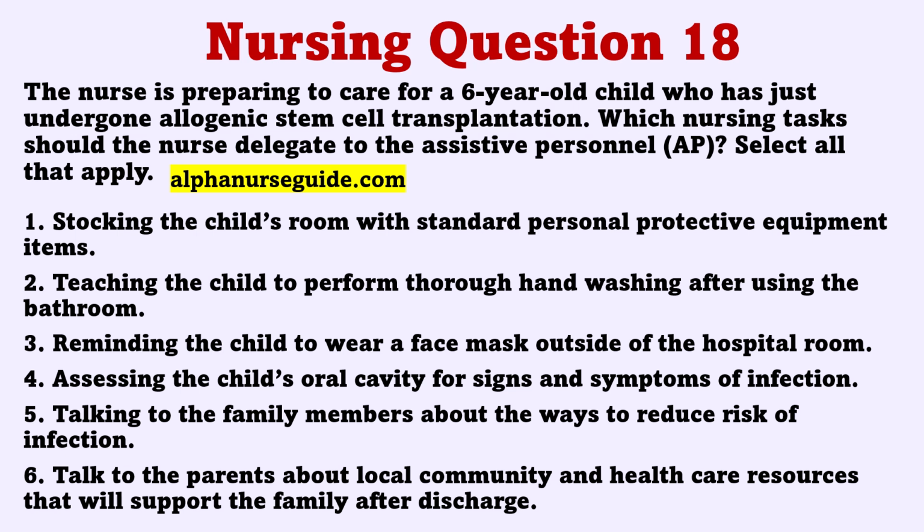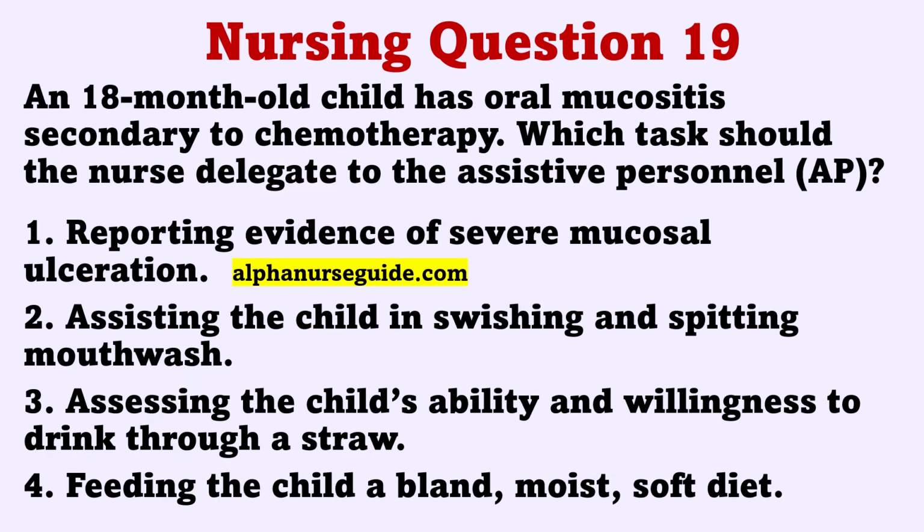An 18-month-old child has oral mucositis secondary to chemotherapy. Which task should the nurse delegate to the assistive personnel? 1. Reporting evidence of severe mucosal ulceration. 2. Assisting the child in swishing and spitting mouthwash. 3. Assessing the child's ability and willingness to drink through a straw. 4. Feeding the child a bland, moist, soft diet.